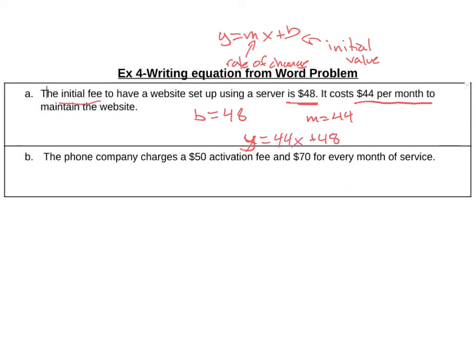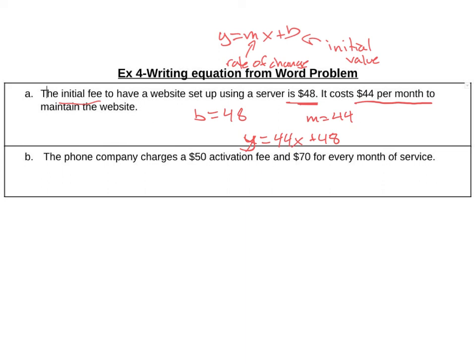And now we can use this equation to figure out any amount of months we want. If we know that x equals months, y is going to equal our cost. This just goes back to working with some of those problems and plugging in and solving. But let's look at another one, just getting them set up right now.